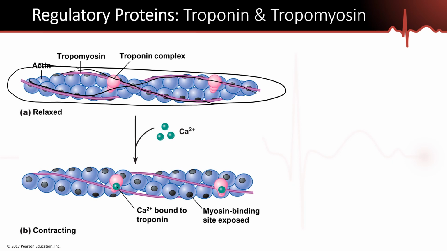But there's also this protein complex called troponin that binds to both actin and tropomyosin. And if calcium can bind to troponin, that will cause a shift in the conformational structure of troponin, and that will push the strand-like proteins, tropomyosin, off of the myosin binding sites on the globular actins within actin.